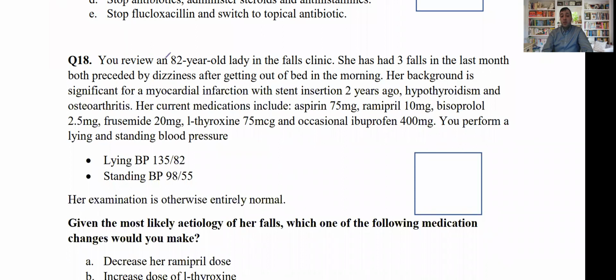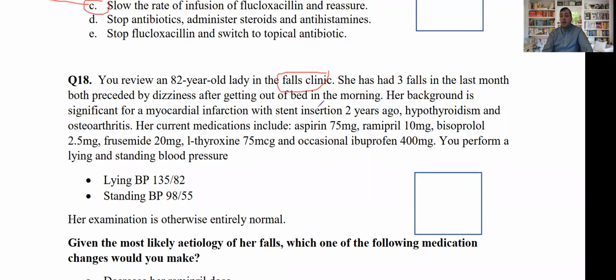So question 18, you review an 82-year-old lady in the Falls Clinic. She has had 3 falls in the last month, all preceded by dizziness after getting out of bed. So she is getting dizziness after getting out of bed in the morning. It is most likely she had a postural cardiovascular change leading to this dizziness.